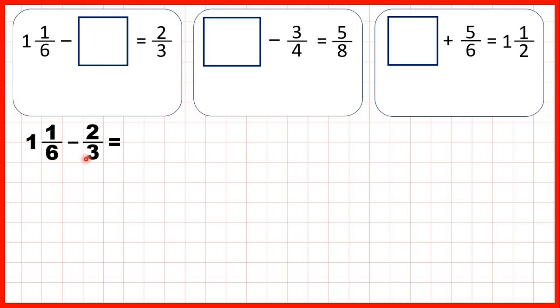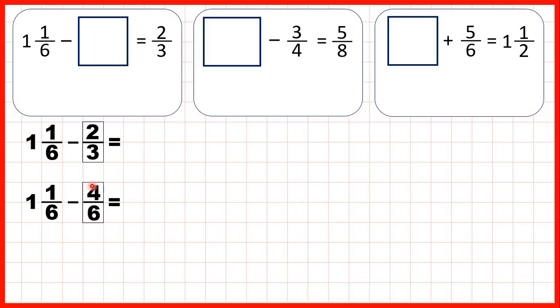But to subtract fractions, we need the denominators to be the same, so we need to find a fraction equivalent to 2/3, which has a denominator of 6. So we can rewrite our question as 1 and 1/6 minus 4/6. That's equivalent to 2/3 because 3 times 2 is 6 and 2 times 2 is 4.